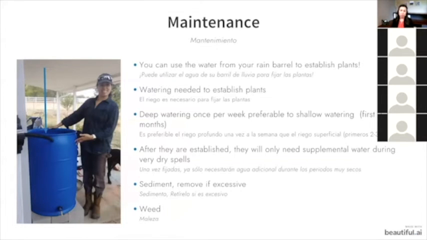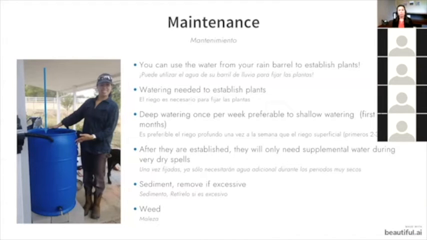Maintenance. So if you are on a residential property, you can use water from your rain barrel to establish your plants. If you have a commercial property, of course, you can't do that, but you will need to irrigate to establish those plants. As a reminder, the way to do that is deep watering really once per week for the first 2 to 3 months. In that first week, you need to probably be watering more shallow and daily. But once they're established, they'll only need supplemental water in very dry spells or periods of drought.